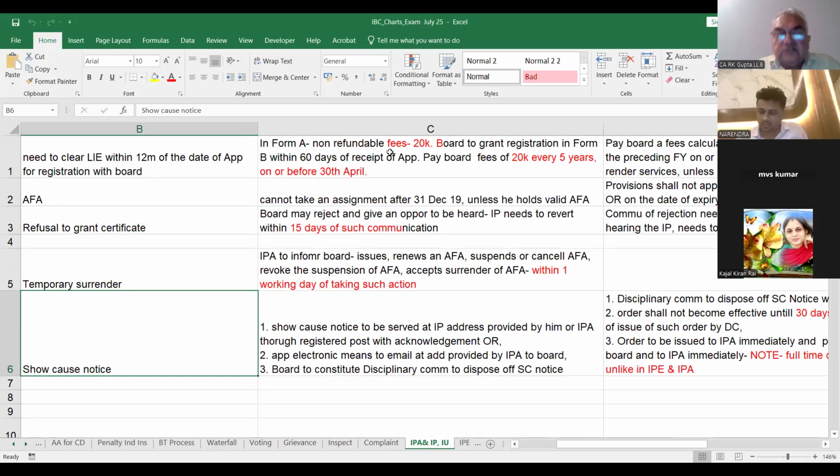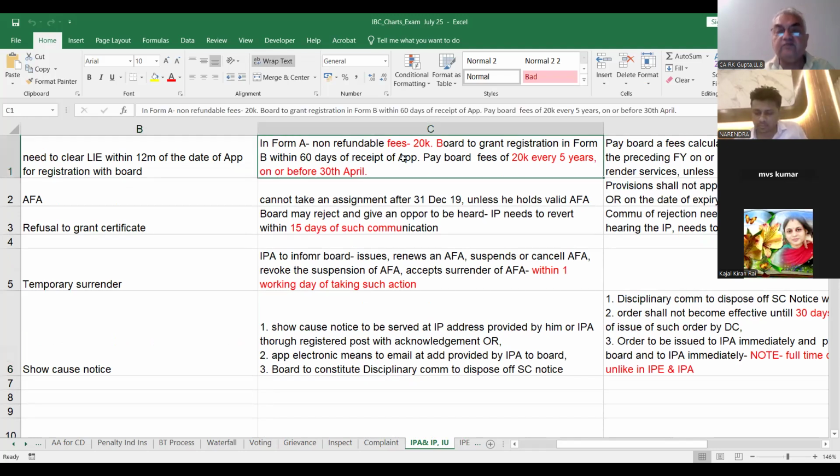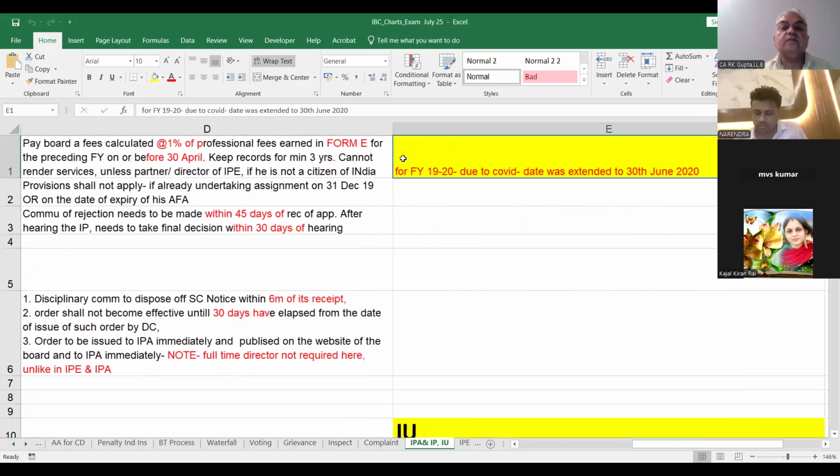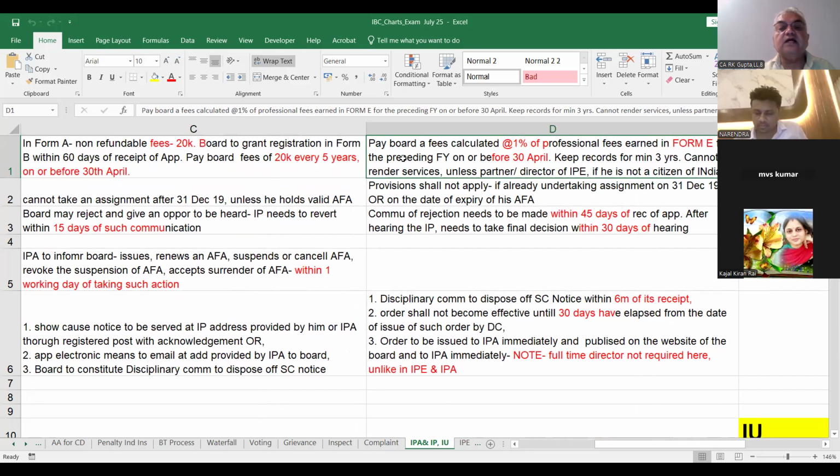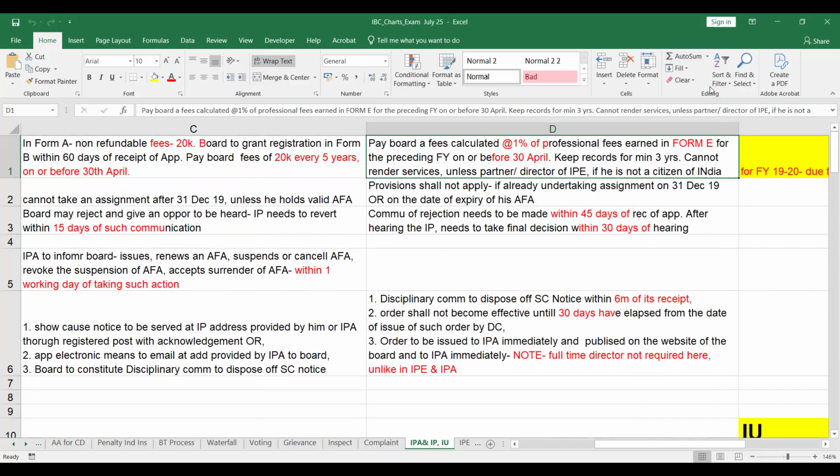Once registration is granted in Form B, then you have to pay board fees of 20,000 every 5 years on or before 30th of April. In case you are not able to pay, then simple interest at the rate of 12% is applicable. Besides this, you have to pay to the board a fee calculated at the rate of 1% of the professional fees earned, in Form E, for the preceding financial year on or before 30th April.